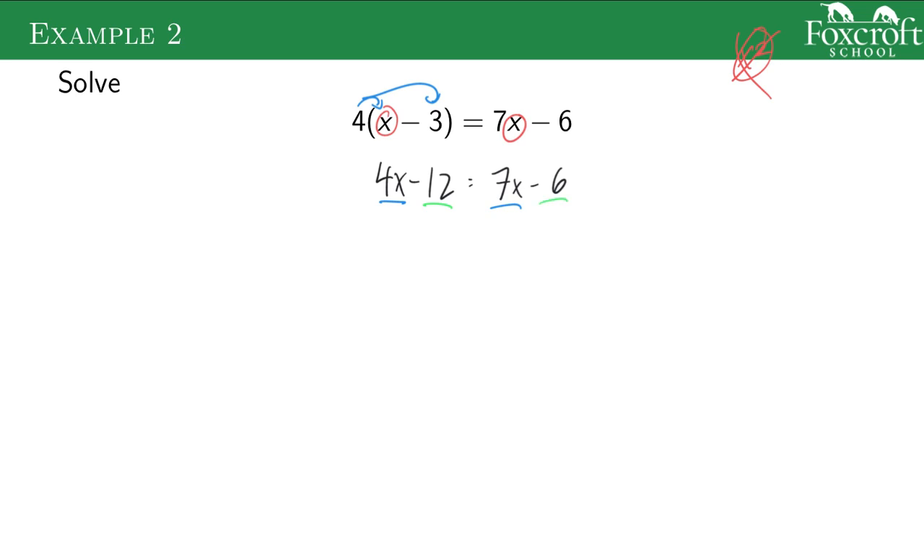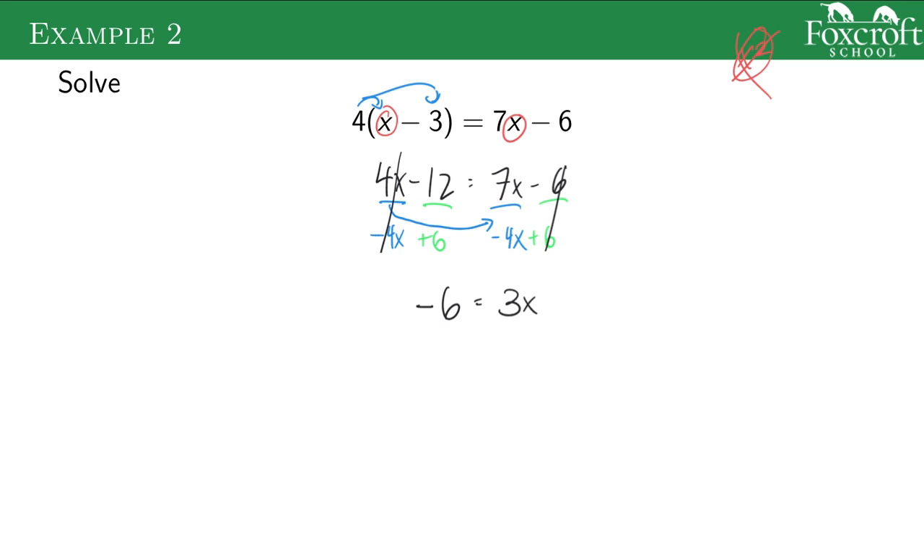I know if I subtract the 4x to this side, I'm not going to get a negative x, and that just might be something that's nice. So I'm going to subtract 4x from both sides. And because I moved the x's to the right, I'm going to move the numbers to the left. So I'm going to add 6 to both sides. All right, these are going to cancel, give me negative 6. These are going to cancel, give me positive 3x.